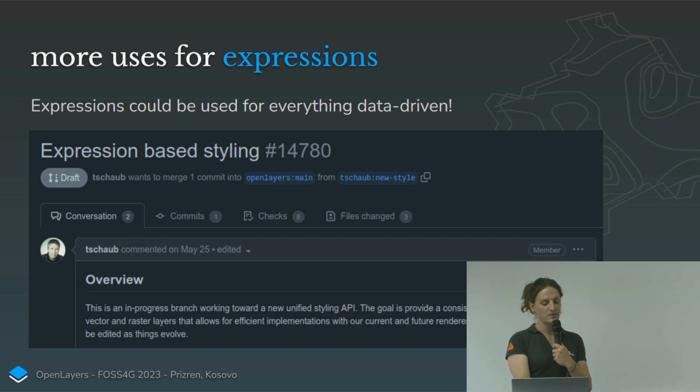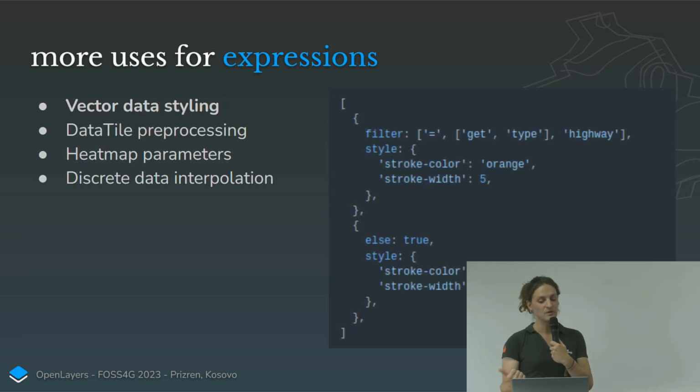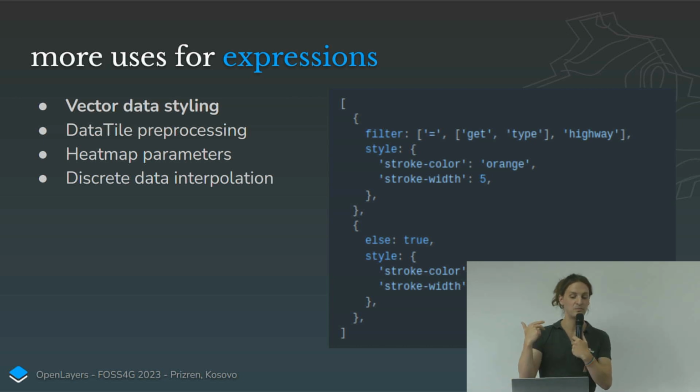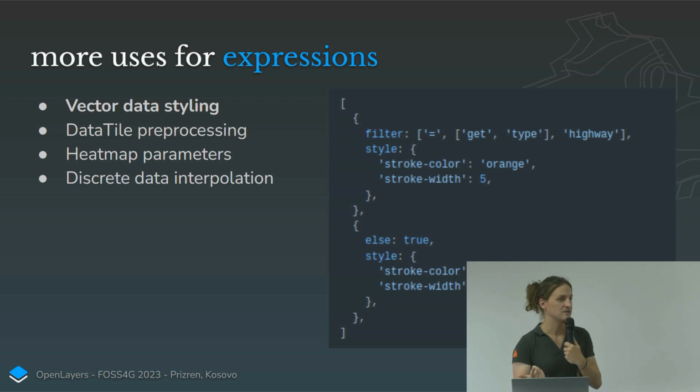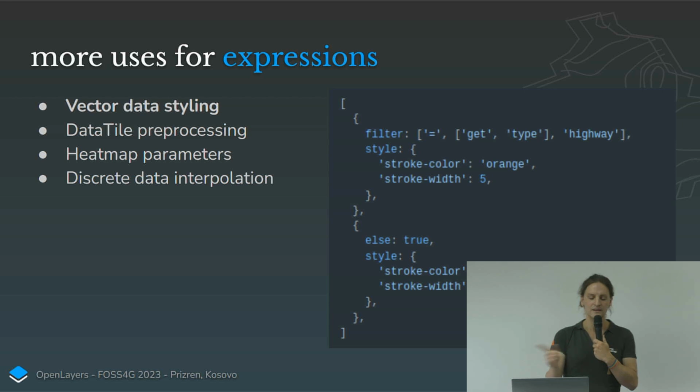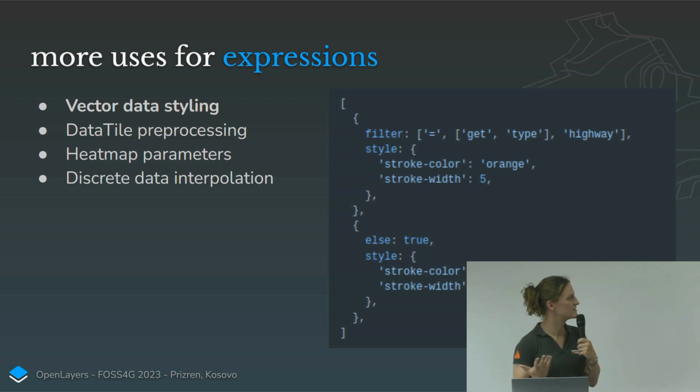So there was a draft pull request that was open to kickstart all this movement for expression-based styling. There's also the possibility to use expressions for pre-processing data for data types. The heat map parameters currently are also callbacks. They could be expressions. And we could also do discrete data interpolation. And you see on the right, this is what a style with expressions looks like. It's a very simple style, but that's what it would look like.